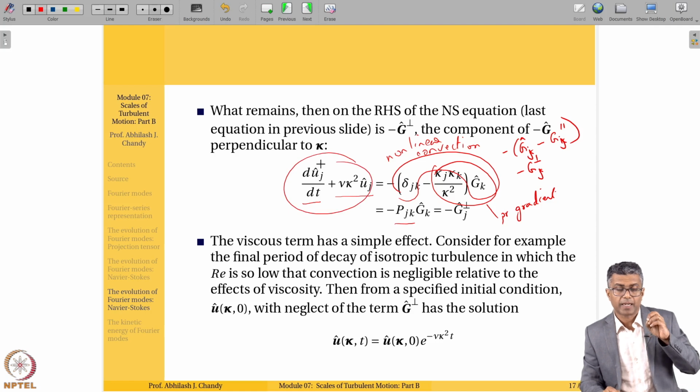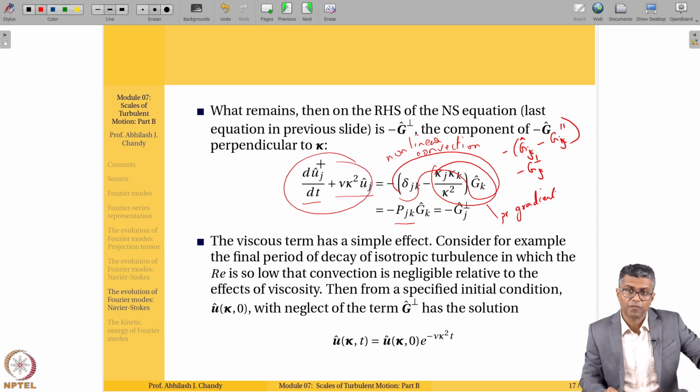So considering the fact that you have converted a set of PDEs into a set of ODEs, if you neglect the convection term, this is easily solvable. You have an analytical solution here in wave number space, because you have a time dependent ODE, and that's it. A time dependent single order ODE: d uj hat dt plus nu k squared uj hat is equal to 0. So it is a time dependent ODE, so it will need an initial condition.